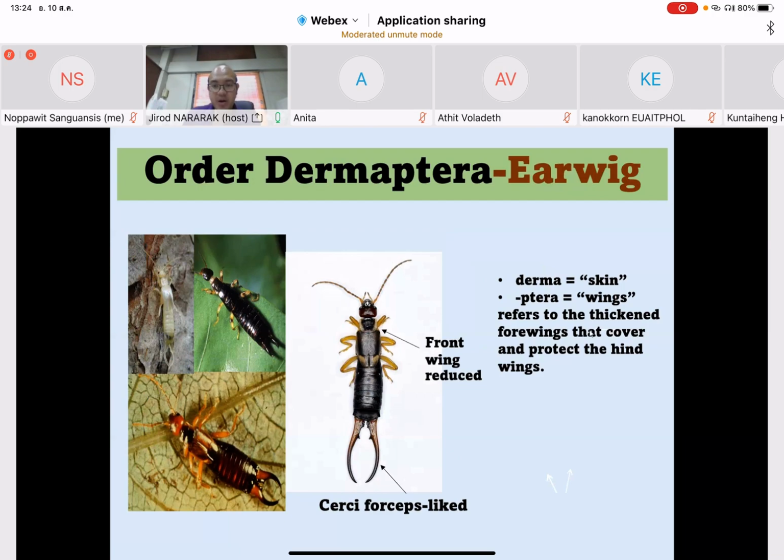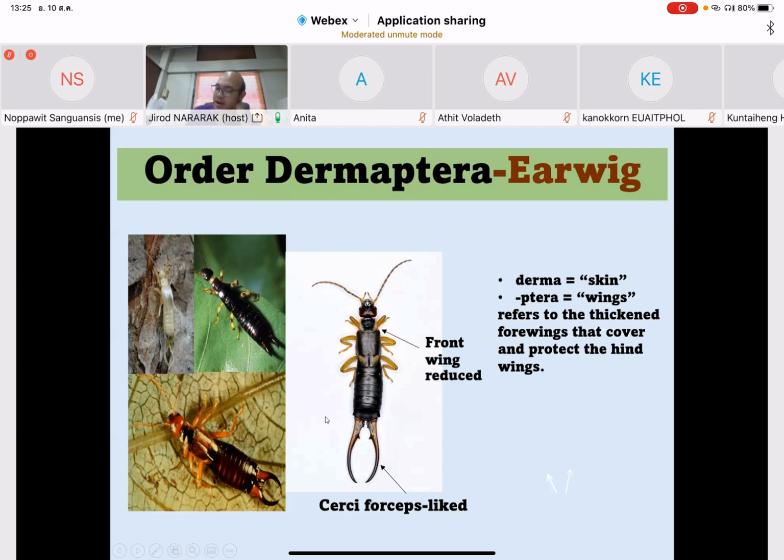The next one here is called the earwig, in the order Dermaptera. Dermaptera comes from "derma", which means skin, like you hear in dermatology. And ptera is wing. It refers to the thickness of the front wing that covers and protects the hind wing, as you can see. The front wing is short but strong and protective of the hind wing, so it's like skin. So they call it Dermaptera.